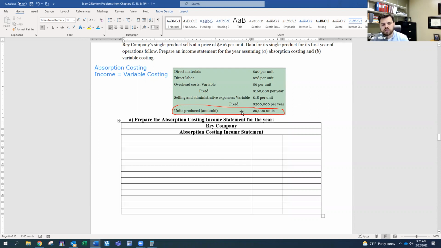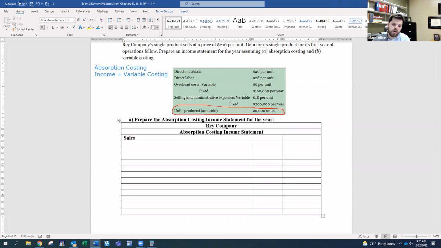You can also check your work the other way. Whenever your units produced do not equal your units sold, and we've certainly seen that in class, and we'll go through it some more, what you'll find is that the biggest issue is that those income numbers are different. But in this case, we know they will be the same, and that will make our lives much, much easier.